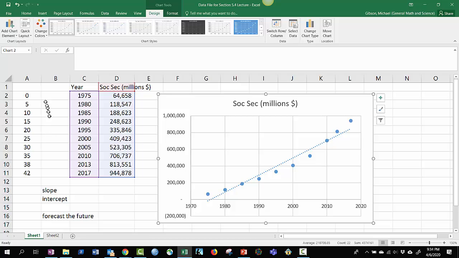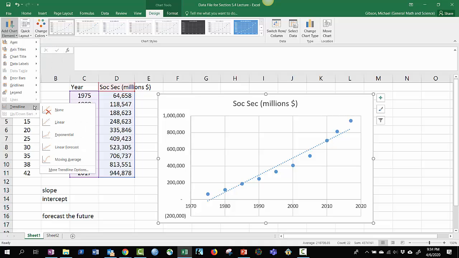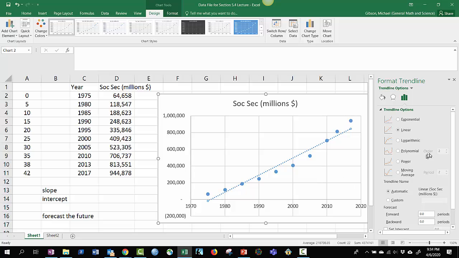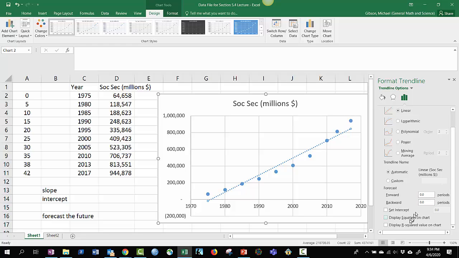Now we want the equation of the line. Come back over here to Add Chart Element, and then come down to Trend Line and hold it for a minute. And if you see all the way at the bottom, it says More Trend Line Options. So we click on that. This new thing comes out over here. And all the way down at the bottom, just about, you see where it says Display Equation on Chart. Click on that. There it is.